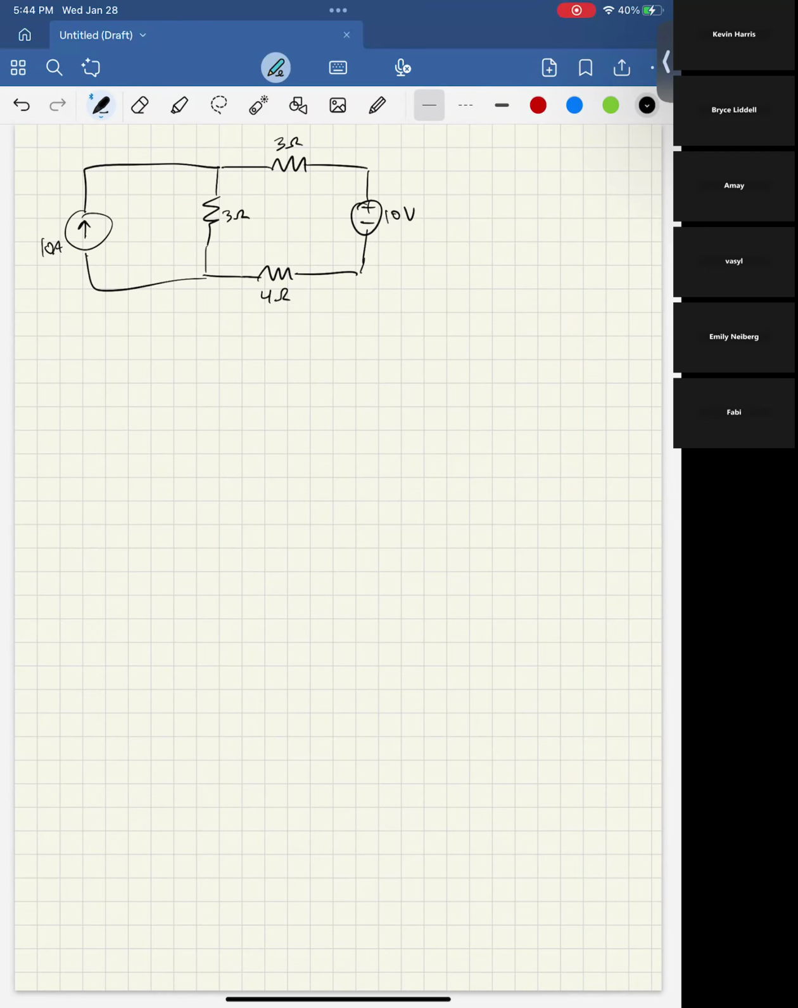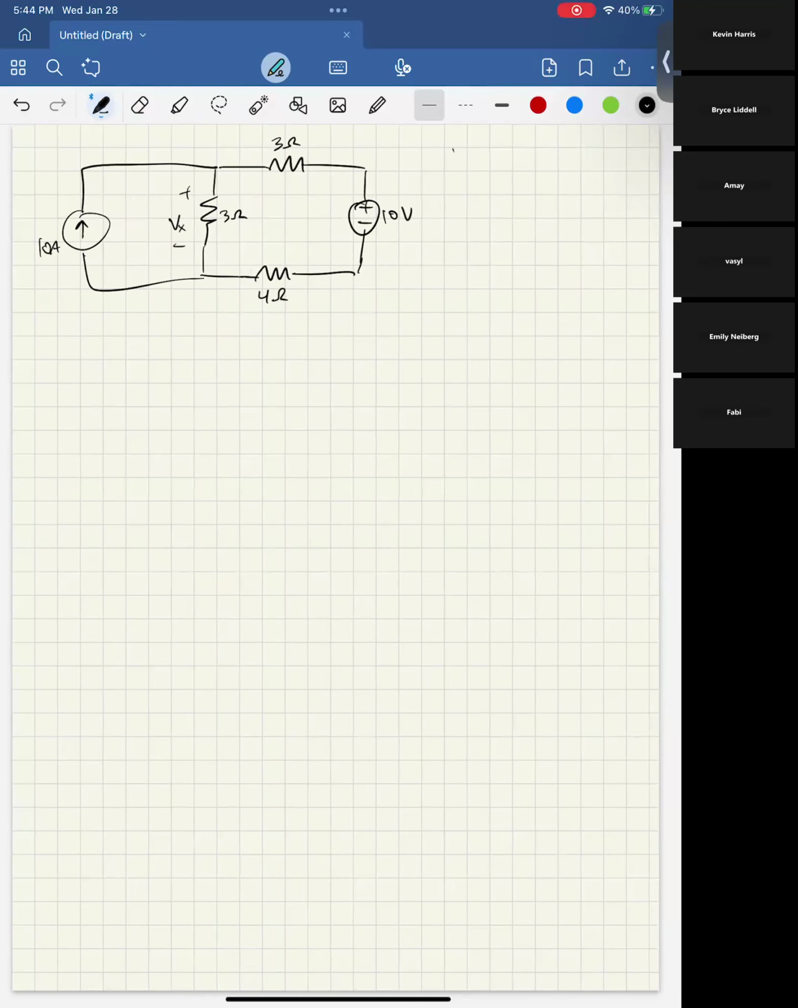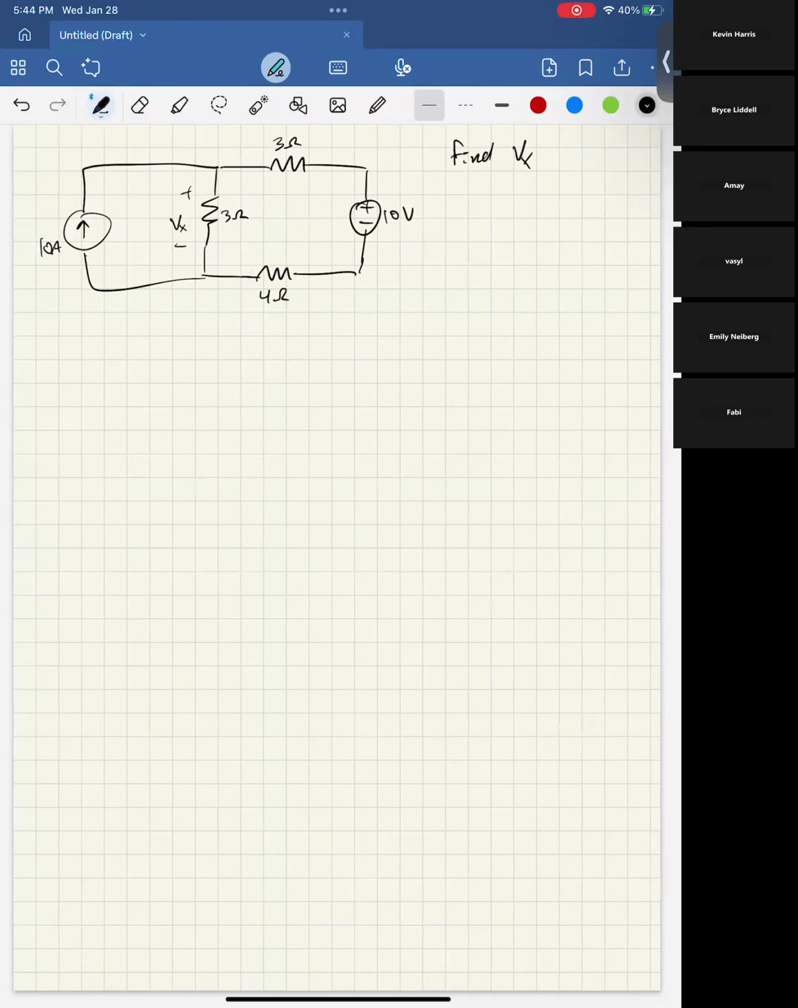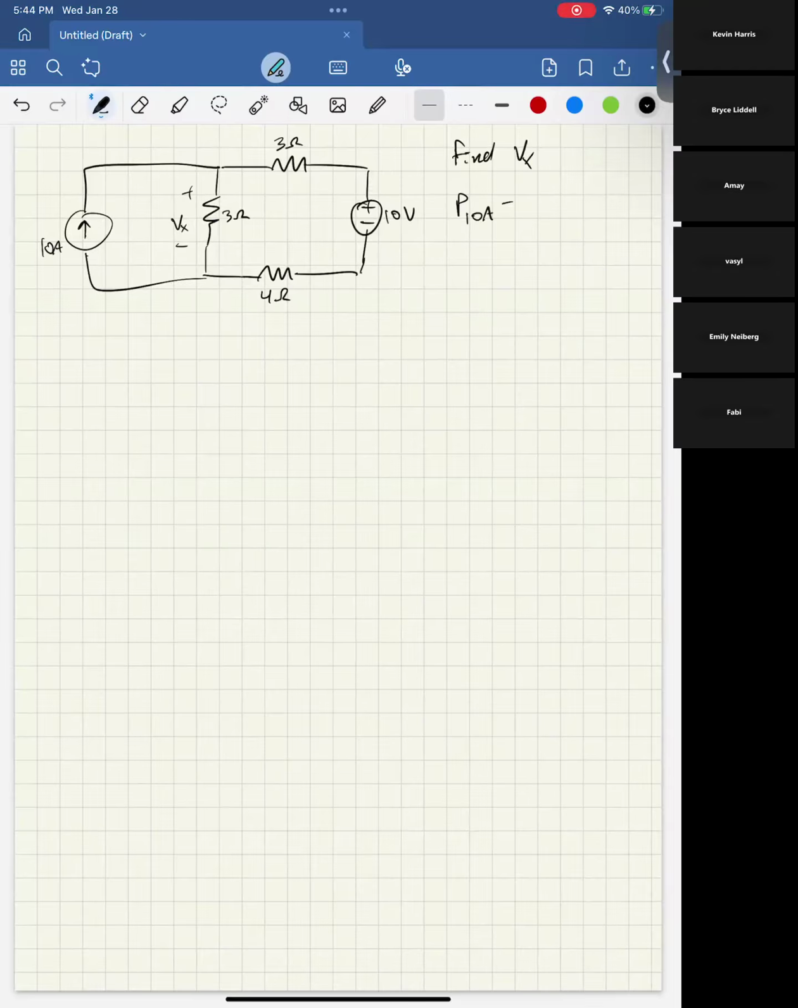Okay, and then this is the x. Yeah, so this is saying find Vx and what is the power associated with the 10 amp source. So to do this, we have to do a couple things, right? So let's first think, what do we need to do to find Vx? Well, Vx, that's just the voltage across that resistor.